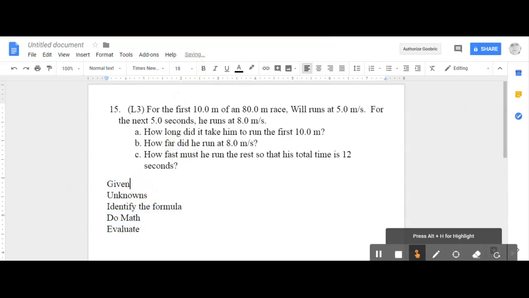So, givens for a problem. When you do the G step, or given step, of GUIDE, mark your paper with G. The givens are all the numbers you're given in the problem. So you're going to record all the numbers you have in a problem.